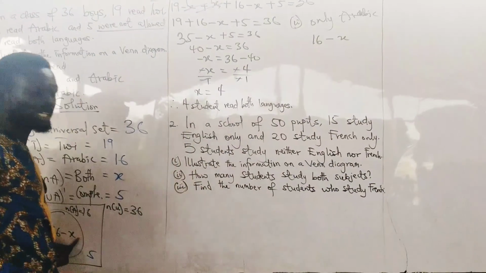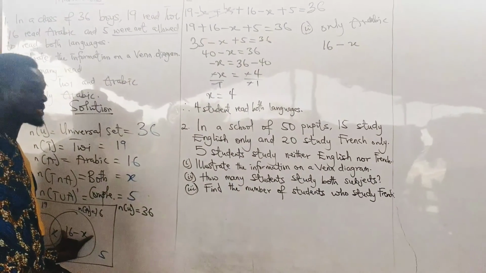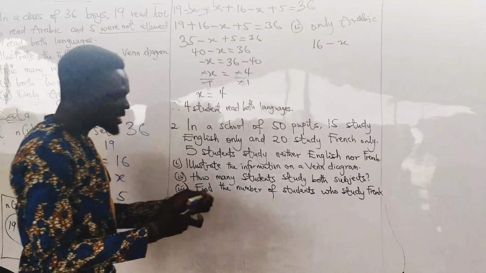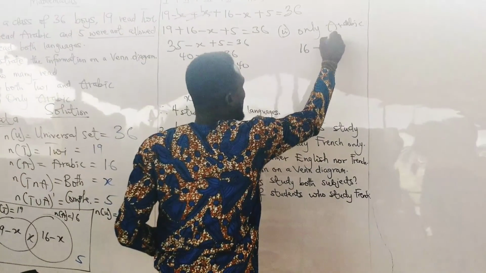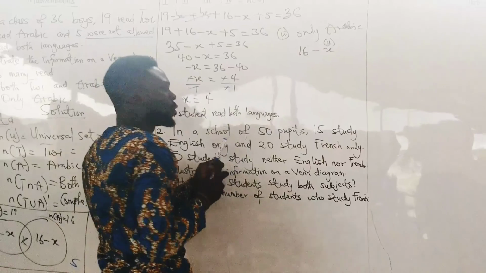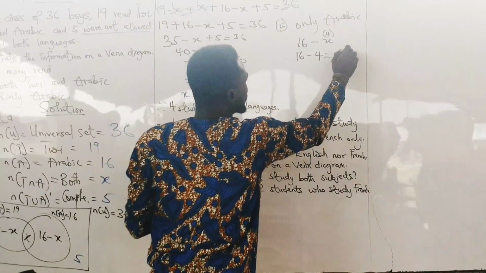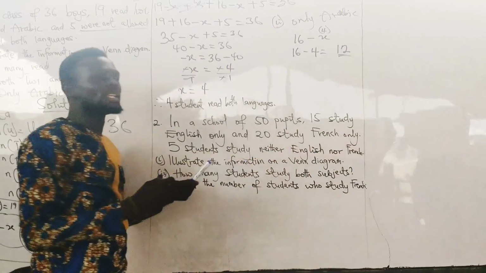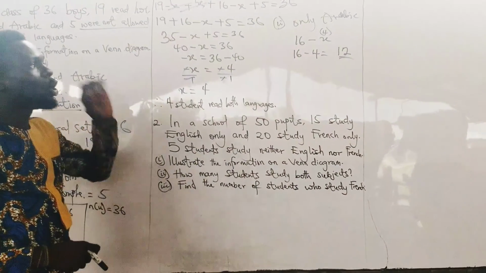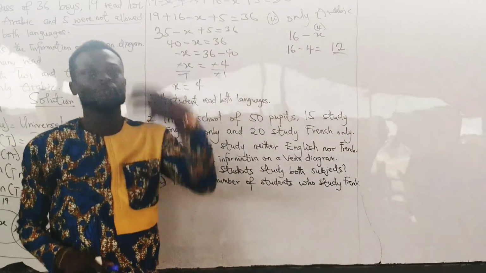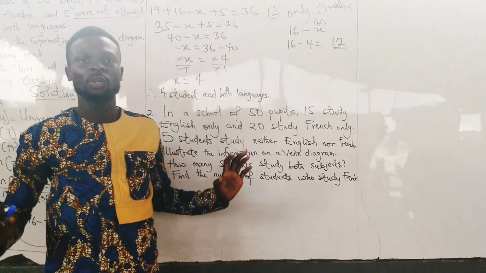This is the third region: 16 minus x. And what is x? x is 4. So in place of x, what do we write? 4. So 16 minus 4 is equal to 12. So how many students read only Arabic? 12 students, and we are good to go.